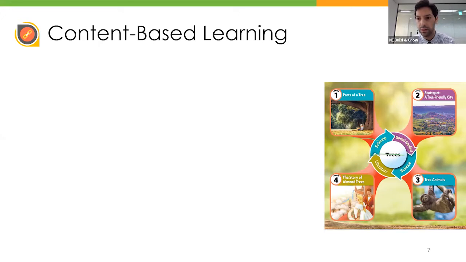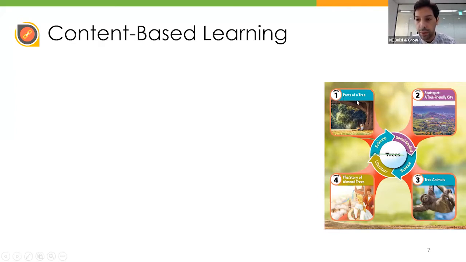So if you look at this image, you'll see more or less a basic content-based lesson. In the middle of the picture, it says trees. And those 4 boxes are each one lesson in a chapter. So around the main theme of trees, you can see that each of these lessons is based on a different subject, but with a focus on the same theme, which is in this case trees. So let's look at this for a second.